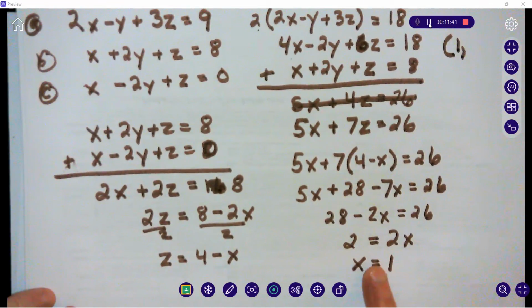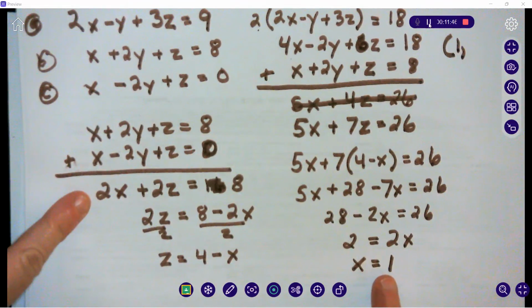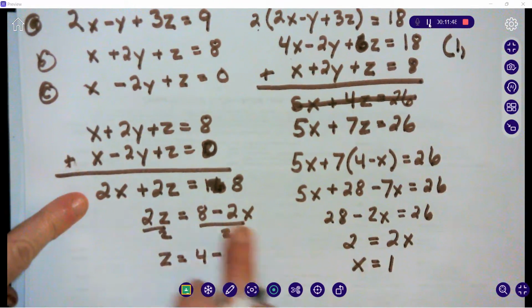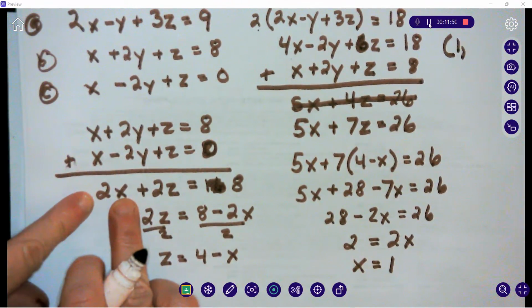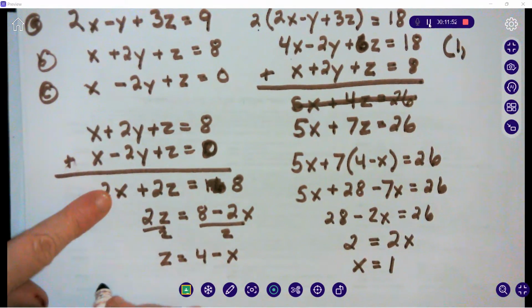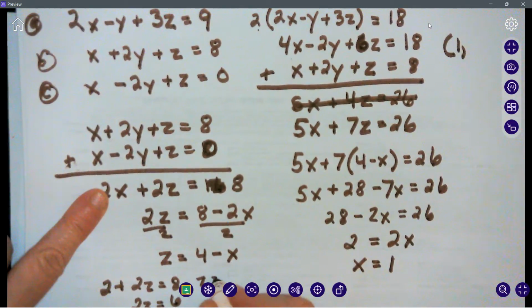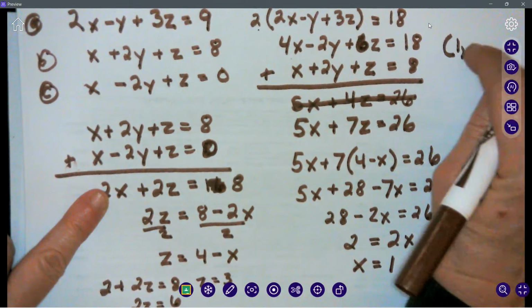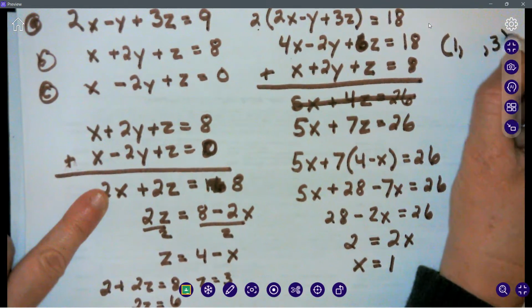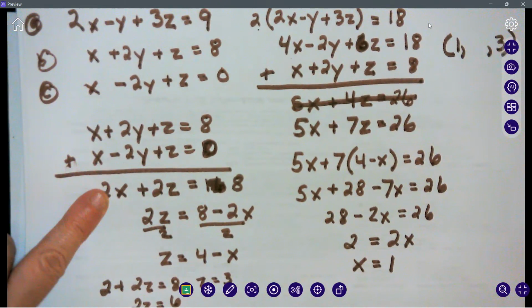Now that we know x equals 1, we can go ahead and solve for our z. We can use this equation right here. If we put 1 in for x here, we have 2 times 1 is 2, plus 2z equals 8. So 2z equals 6, and z equals 3. Whoops, I should have done y first, but anyway, we'll put our 3 in here for z, and we left room for what our y will be.